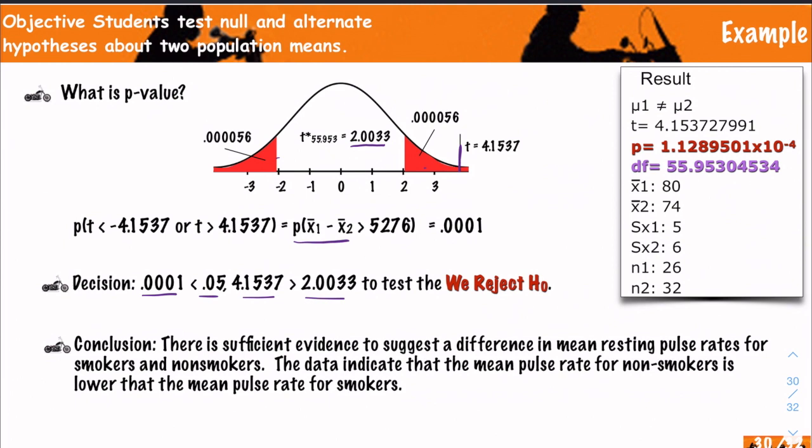We come to our conclusion. There is sufficient evidence to suggest a difference in mean resting pulse rates for smokers and non-smokers. The data indicate that the mean pulse rate for non-smokers is lower than the mean pulse rate for smokers. Now, the second part of the question says, how big? So that's when we're going to jump to our confidence interval.